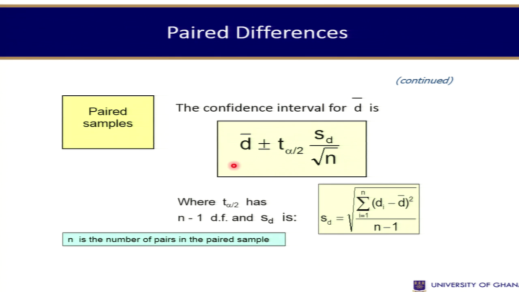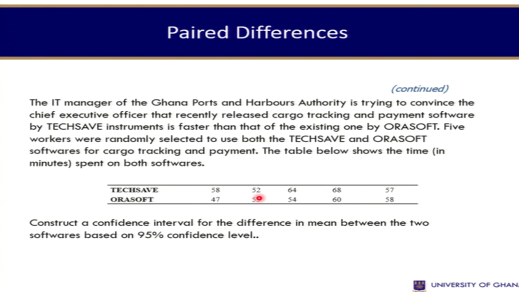Based on these values of D, you will be able to find the average value of D, and you will also be able to find the standard deviation of the differences. Based on these, you will be able to calculate your confidence interval, given that you have your t distribution, which is t alpha over 2. Based on this question, our sample size for the pairs is 5. Therefore, our degrees of freedom will be 5 minus 1, which is 4.